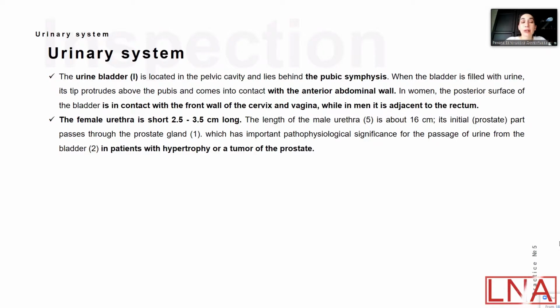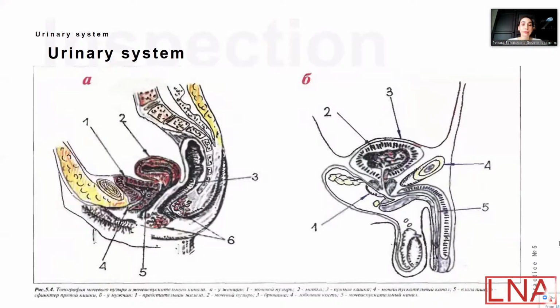From another side, the structure of the female urethra is a predisposing factor for quicker development of infection, because it is shorter, wider, and closer to the rectum and vagina. You can see it in this picture. On picture A, it's the structure of the female urethra. Number 1, it's a gallbladder.